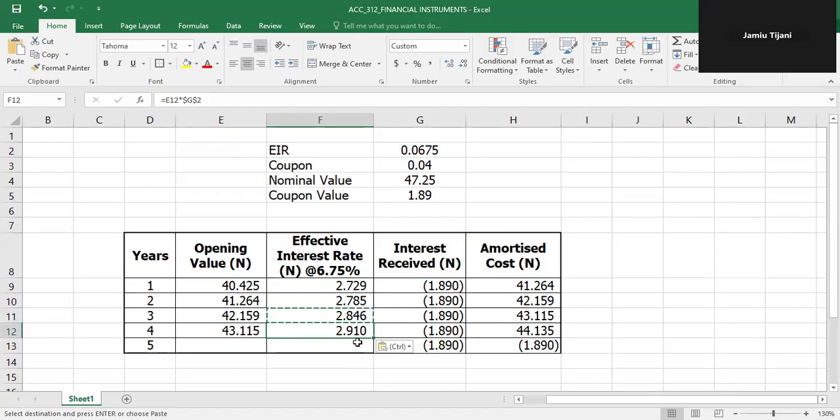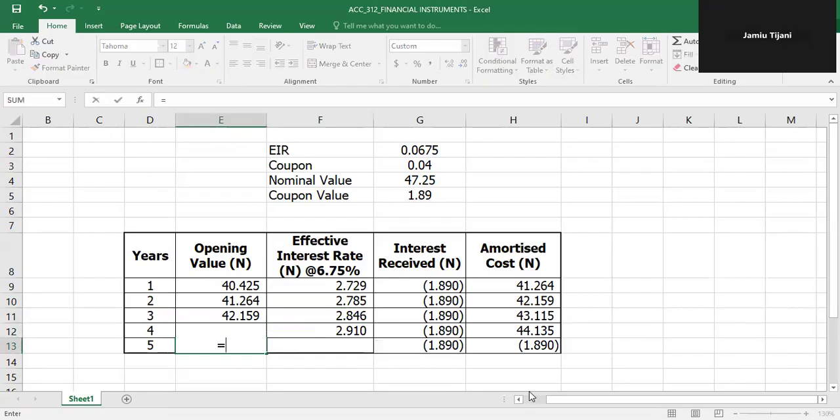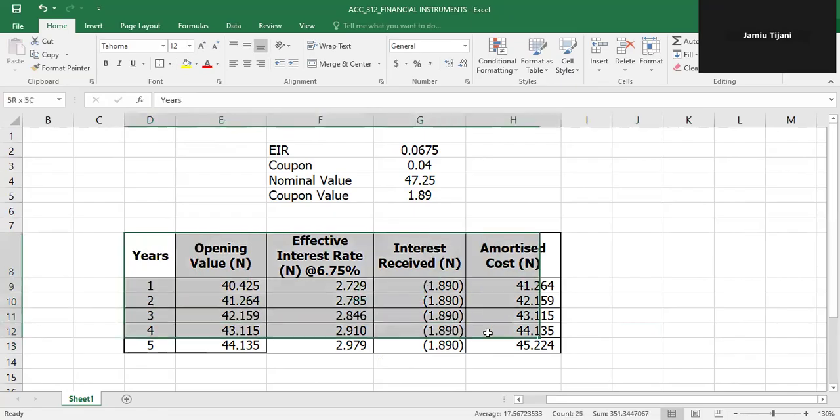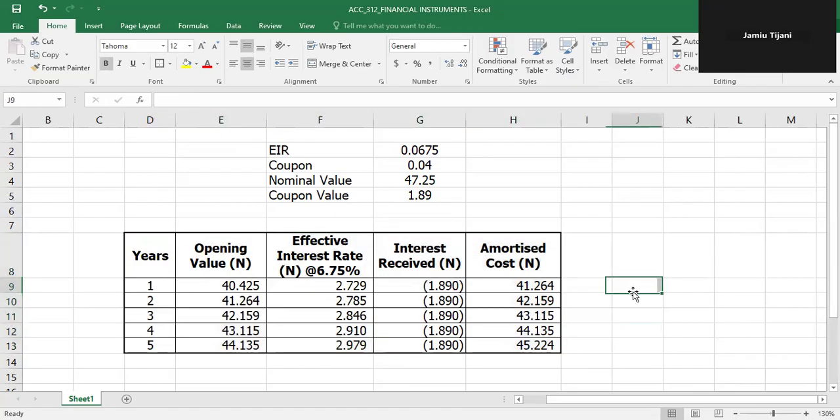That's the amortized cost. Then, of course, if we end at period 5, what it means is the amortized cost at the end of period 4 becomes what you have at the beginning of period 5. And of course, I calculate my effective interest yield. I'm going to have 45.224.